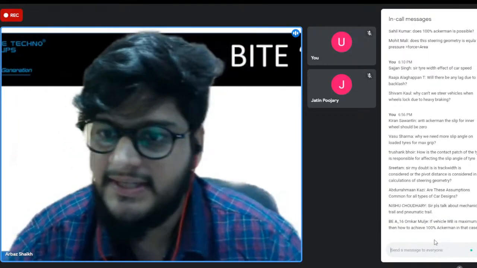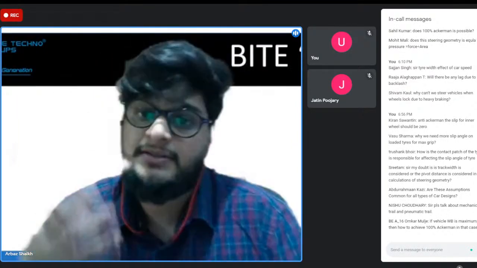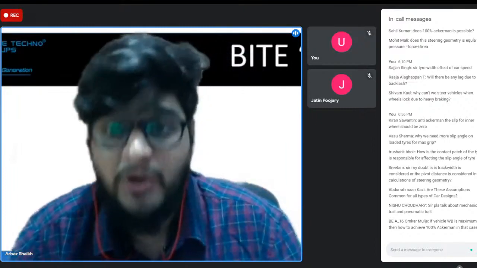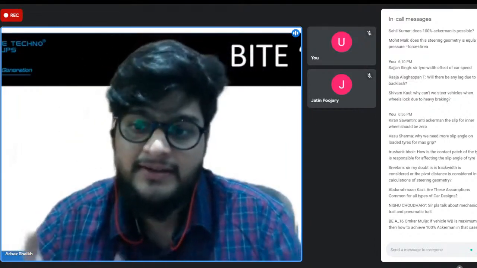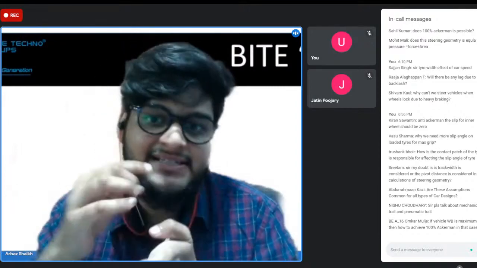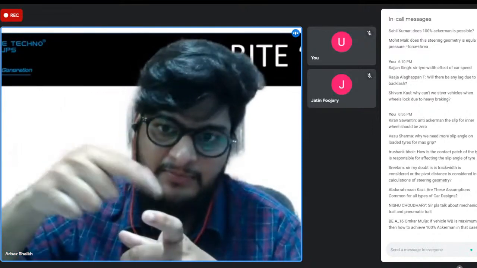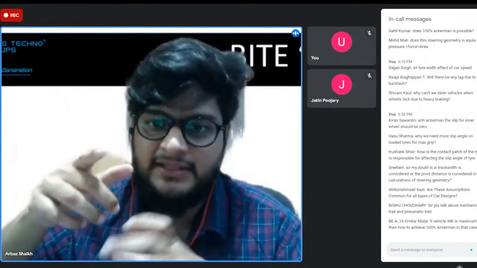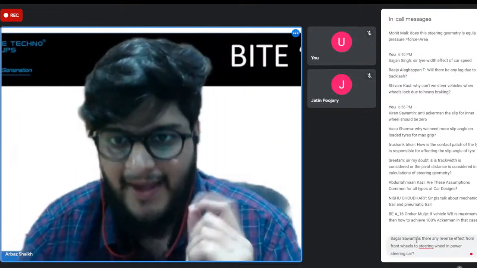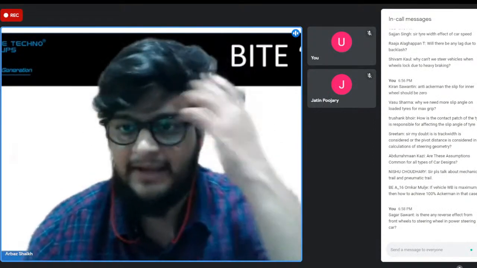Prashank is asking how the contact patch of the tire is responsible for affecting the slip angle of the tire. See, the contact patch changes when the centripetal force is acting on it, and because of that force, some of the tire threads will move in one direction, right? They'll move inside, and if you draw a tangent line to the profile made by the contact patch, that's the direction your vehicle would go in, and that's why the contact patch creates the slip angle.